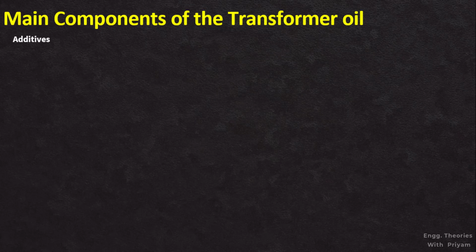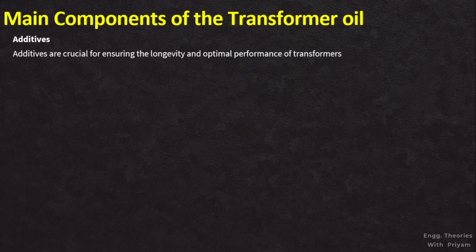Additives. Additives are crucial for ensuring the longevity and the optimal operation of the transformers. They help to extend the lifespan, maintain insulation integrity, and prevent operational failure of the transformer. Additives that are added in the transformer oil are listed here.